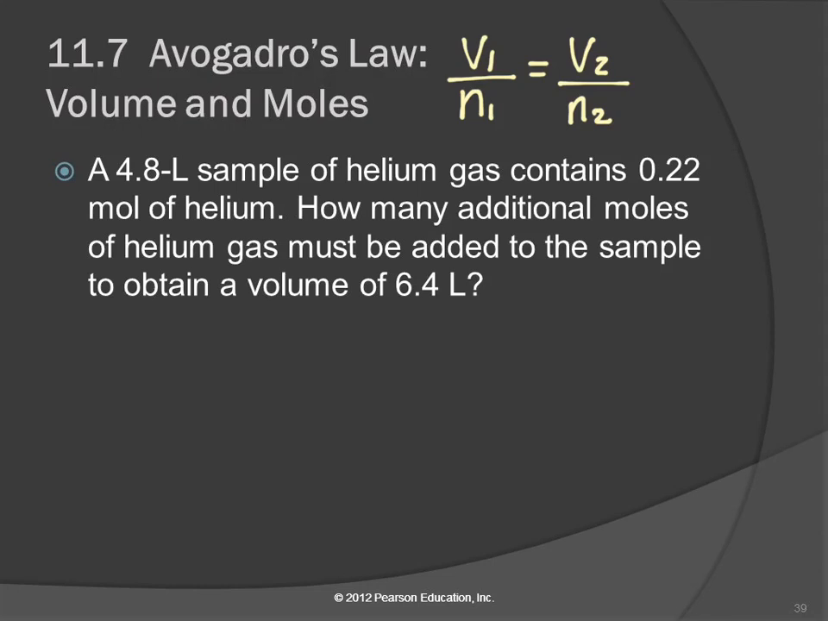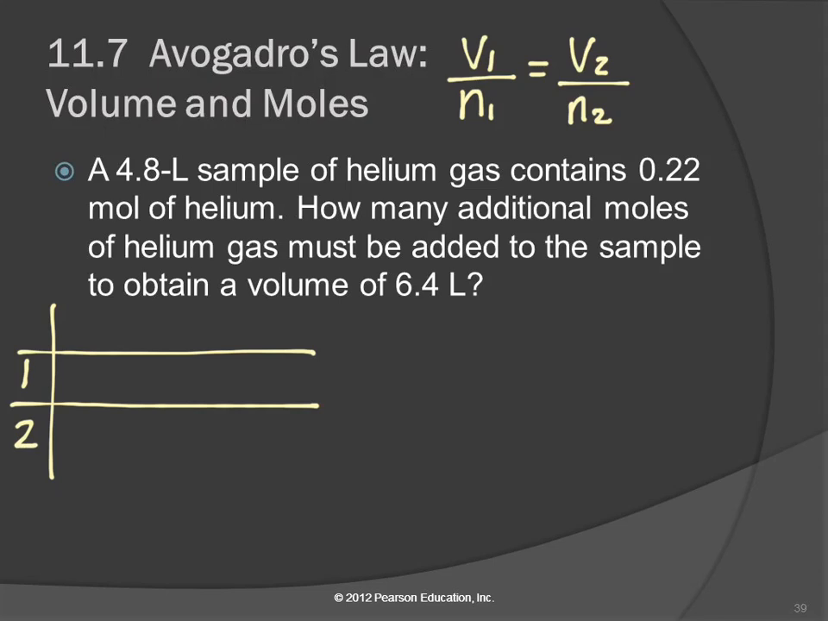So here's an example. A 4.8 liter sample of helium gas contains 0.22 moles of helium. How many additional moles of helium gas must be added to the sample to obtain a volume of 6.4 liters? So we're going to need a table. We'll have a couple of rows here. We'll have condition 1 and condition 2, and we'll go through the problem and put numbers in here.